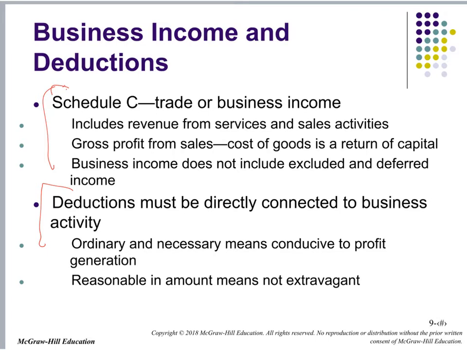But in order to be business deductions, your expense has to be both ordinary and necessary and reasonable in amount. And we've already talked about that earlier in the semester, but Chapter 9 reiterates that. Also, we need to remember that hobbies are not businesses. Okay, so hobbies can generate income, but they cannot generate deductions in excess of income.